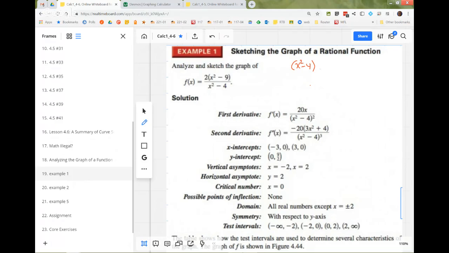Actually a product rule. So the first times the derivative of the second minus the second times the derivative of the first. Well, the second is 2x, the derivative of the first is 0, so I don't need that. So denominator times derivative of numerator minus numerator times derivative of denominator all over denominator squared.